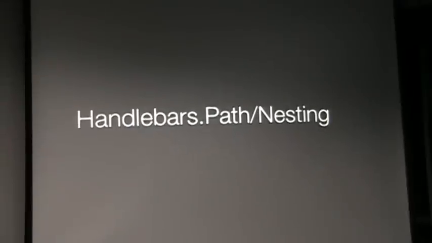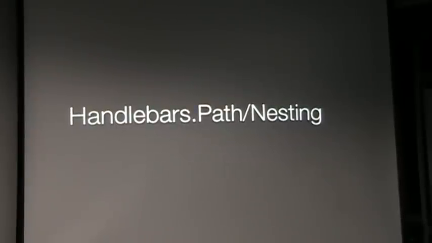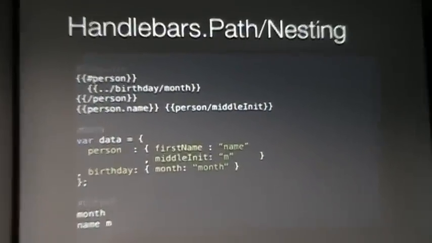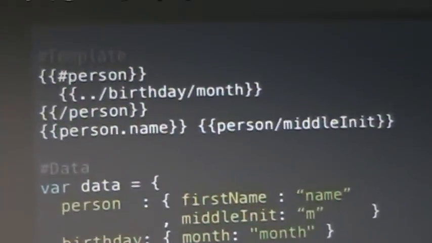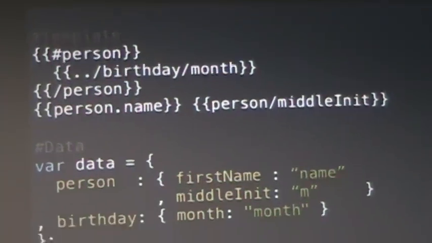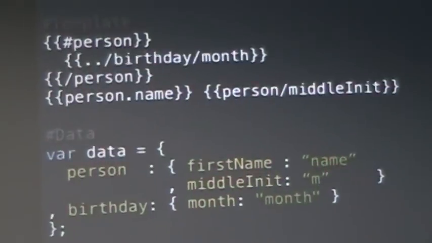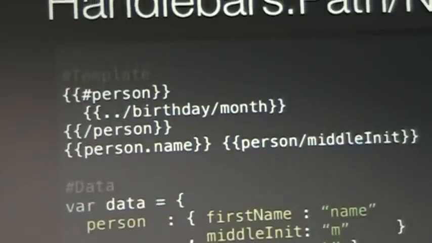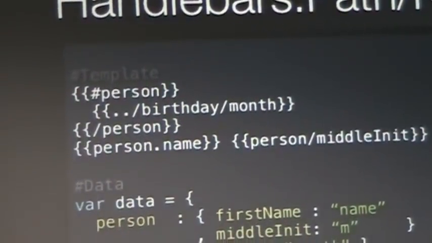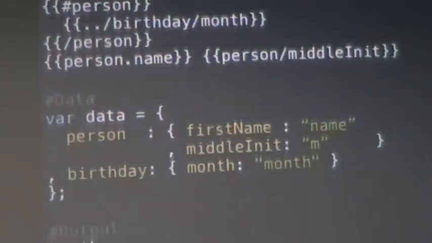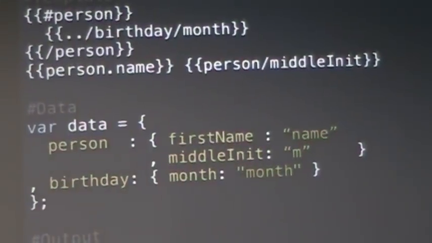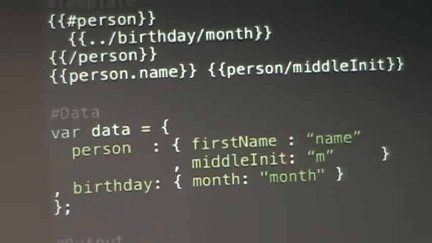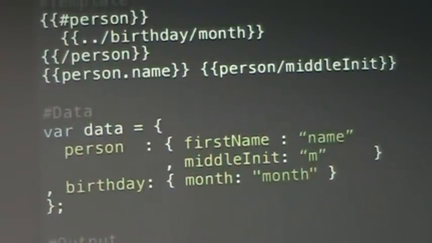So next is the Handlebars path or nesting. The Handlebars path or nesting uses the dot operator, the double dot operator, or a slash. In the first example, we go into the context of person, which has the key-value object, or hash, whichever you want to call it, first name and middle initial. And then I go back one context up to the parent and get the birthday and month. That's why we have a month output.